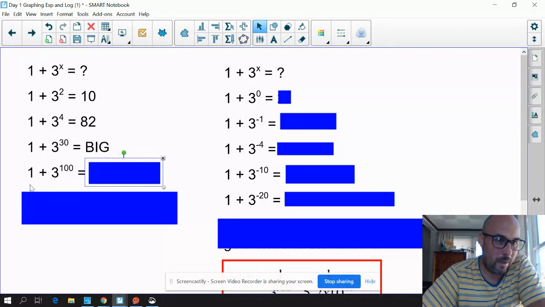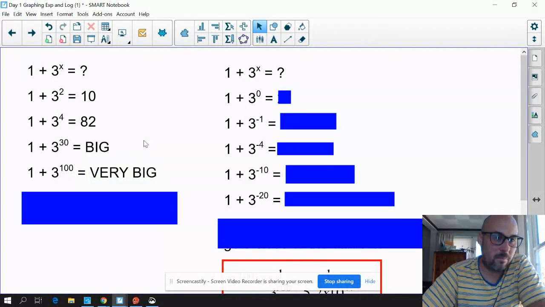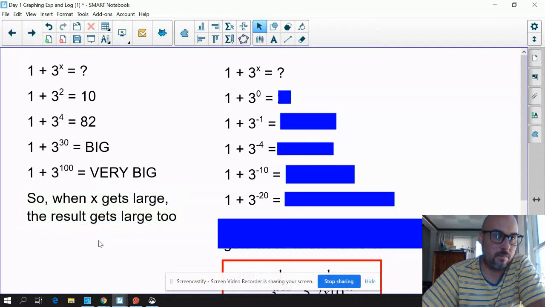Plus 1 really doesn't matter. If you have $10 million and someone gives you one more dollar, that dollar doesn't really mean anything to you. So this 3 to the 100 is the dominant term here, and it just makes it huge, huge, huge. So what can I say about 1 plus 3 to the x in general? I can say that when x gets big, so does the result.